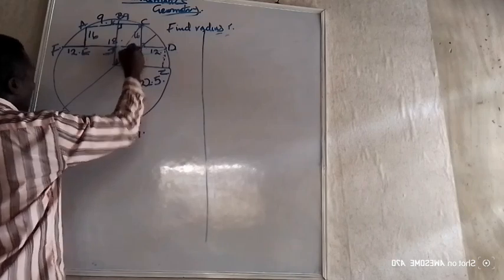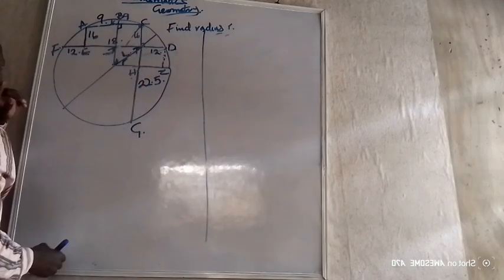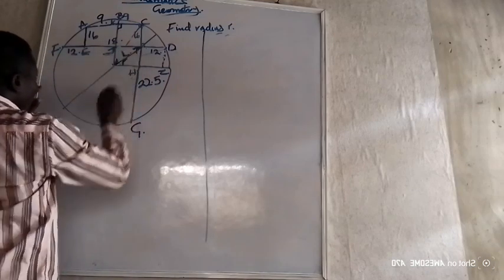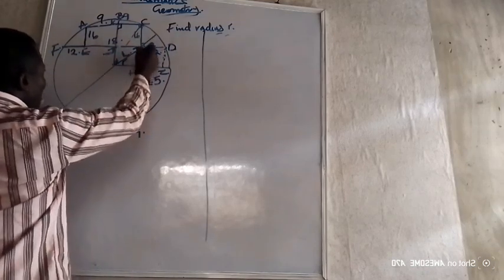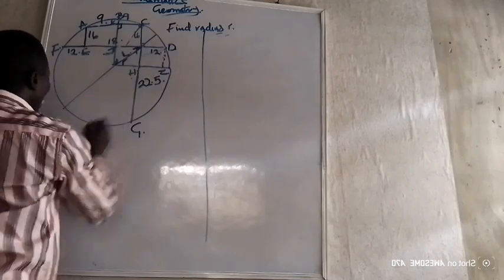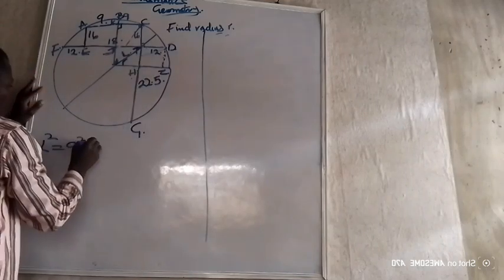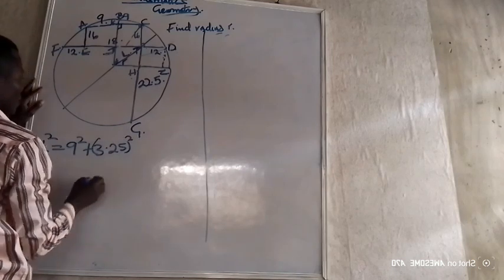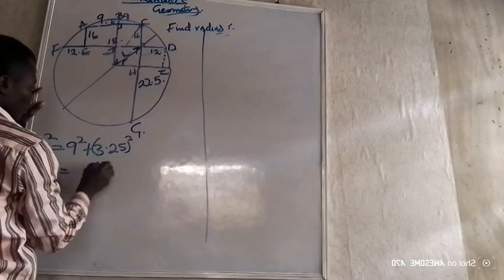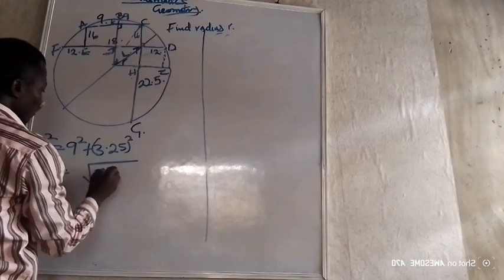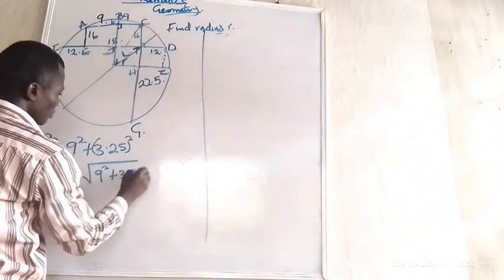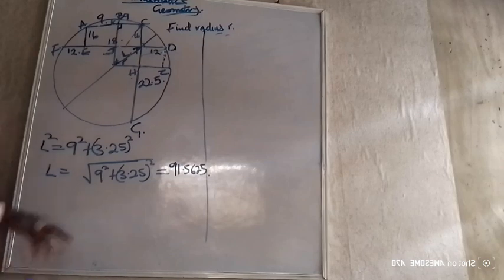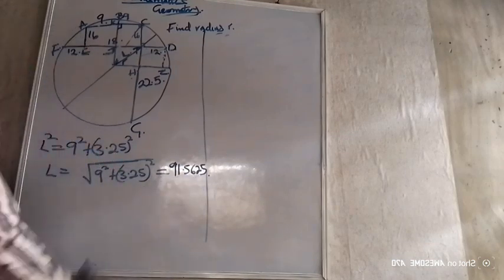We can calculate this L. We know what JC is, that is 9. We know what this place is, 3.25. So L squared is equal to 9 squared plus 3.25 squared. So L is equal to the square root of 9 squared plus 3.25 squared. And what does that give me? That gives the square root of 91.5625.